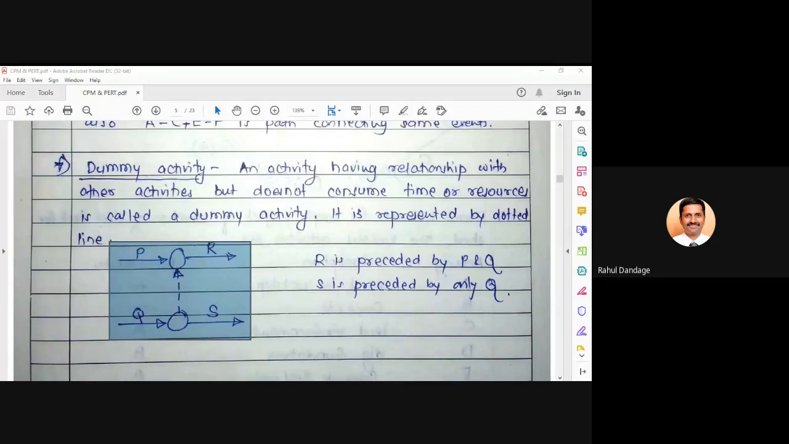Correct? So I hope now that you have understood this. So let us move to the problem.